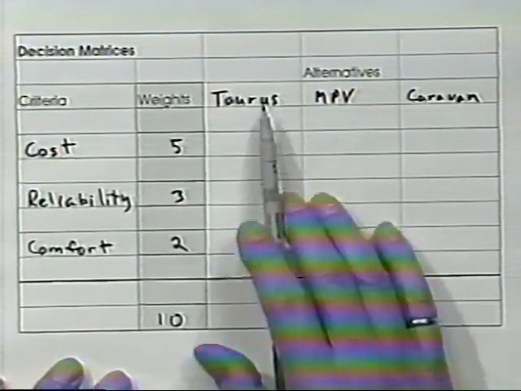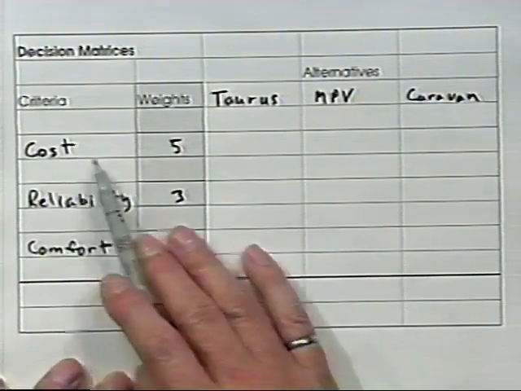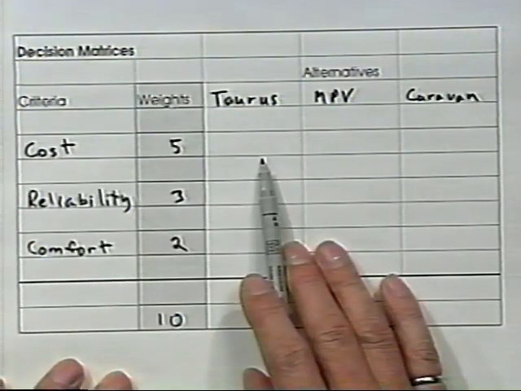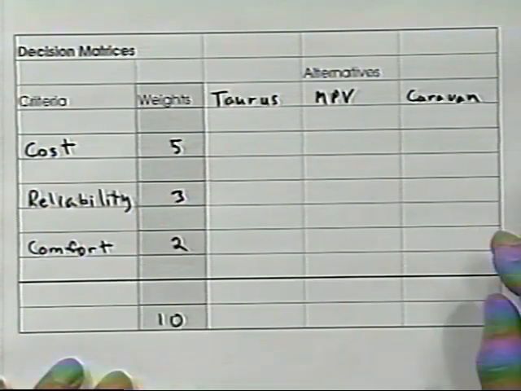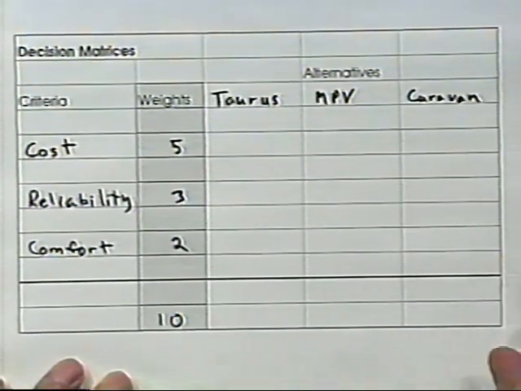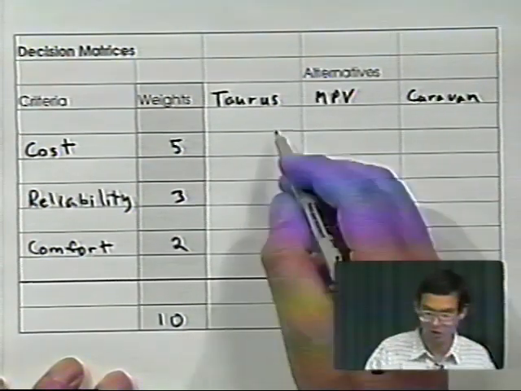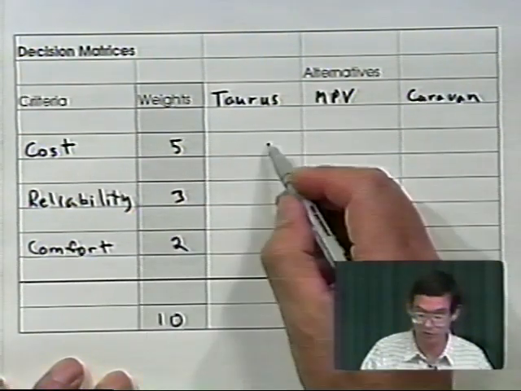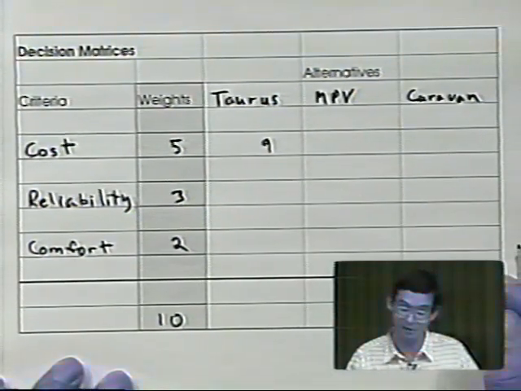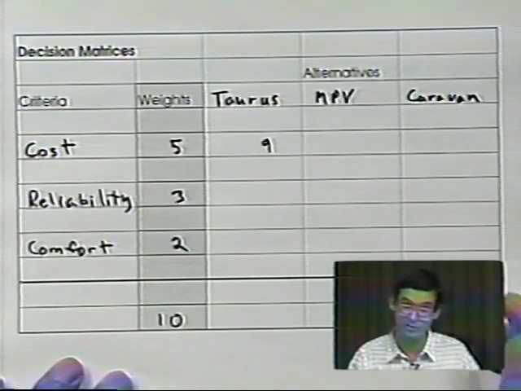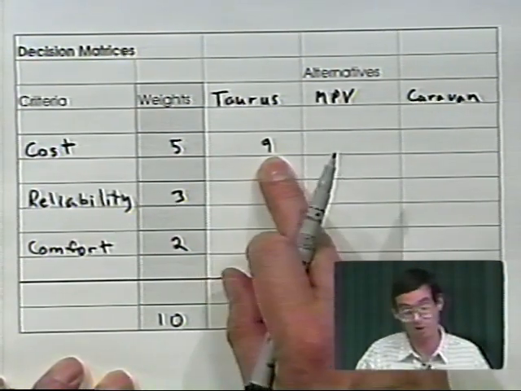What this means is that I think about how the Taurus meets the criterion of cost. And if it's a cheap car, I'd give it a high rating. And if it's an expensive car, I'd give it a low rating, because cheap is better than expensive. Now, it so happens that the Taurus was fairly cheap, and a 9 would be a good expression of how well it fits that criterion. The cheapest car would be a 10. The most expensive car would be a 0.